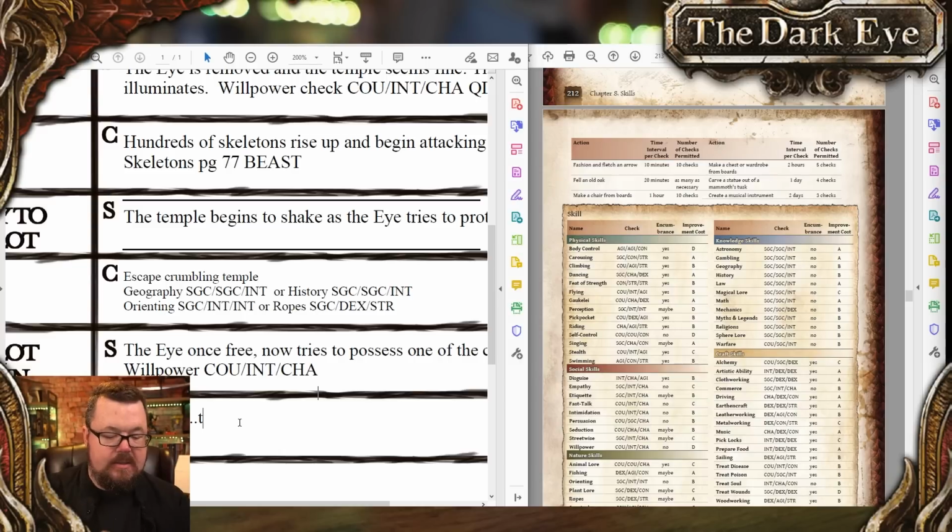The eye then escapes. I think that's going to be more interesting, and I think by then the players will be done. So that's it, folks. That's how I do it. That's how I build an adventure, whether it's in the Dark Eye or anywhere else for that matter.